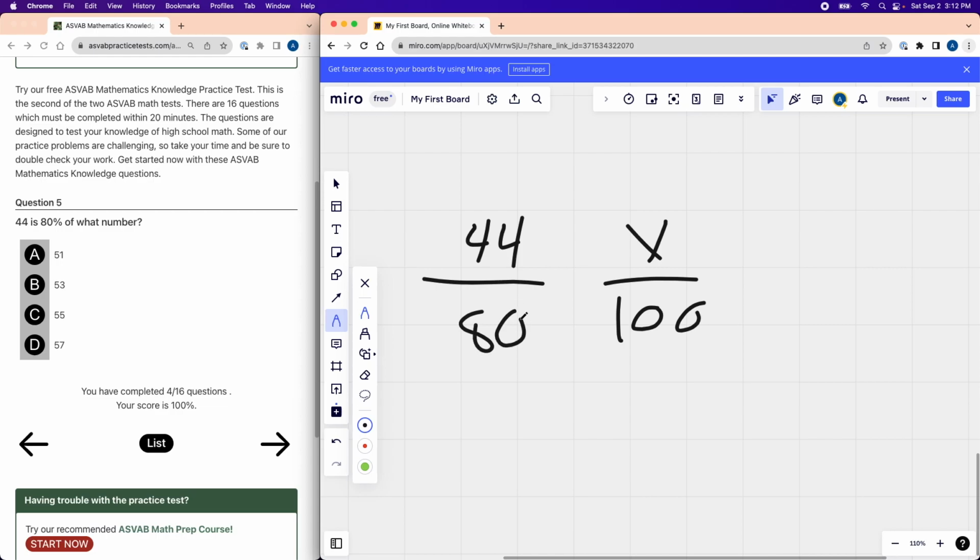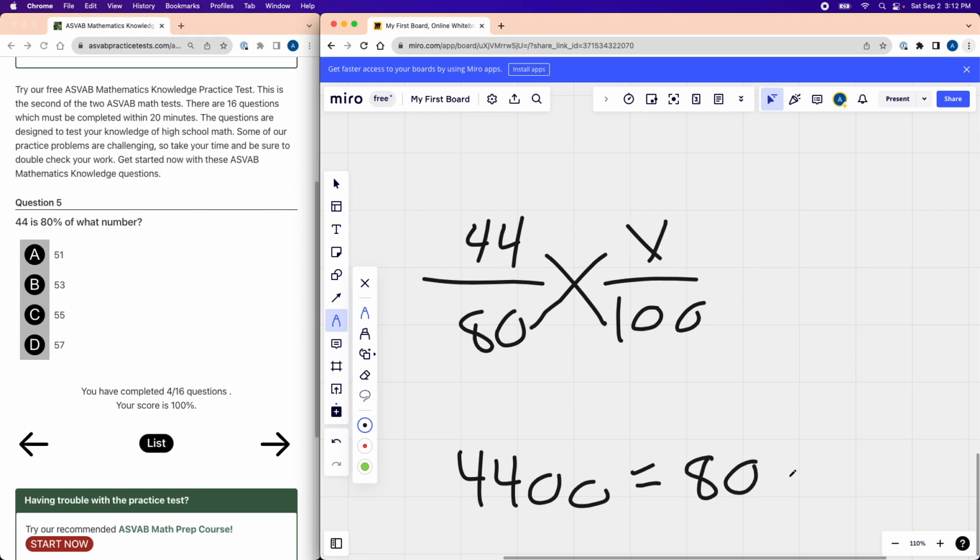So now I have two fractions here which are supposed to be equivalent. So again, how do we solve for equivalent fractions? We need to cross multiply. So I'm going to take this 100 times the 44, and that's going to give us 4,400. And I'm going to take the 80 times the x, that's going to equal 80x.